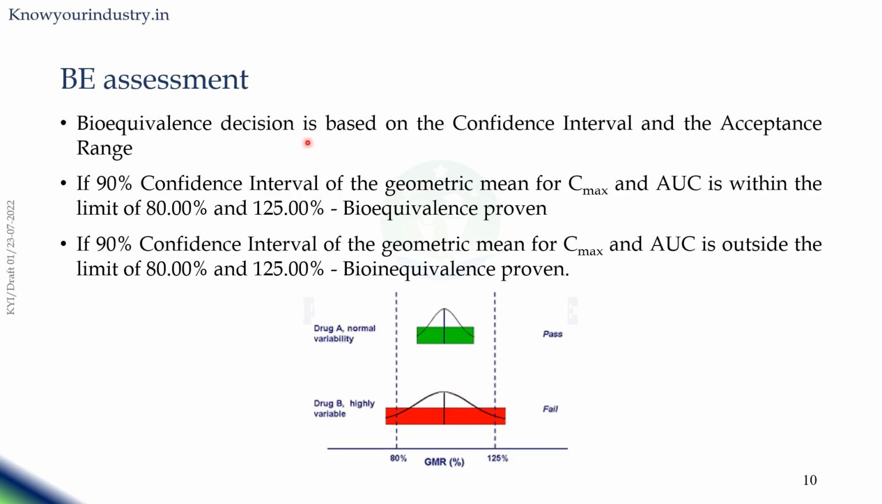So the bioequivalence decision is based on the confidence interval and the acceptance range. If the 90% confidence interval of the geometric mean for the Cmax and AUC is within the limit, it means bioequivalence is proven. If it is not within the limit, it means bioequivalence is not proven, or bioinequivalence is proven.